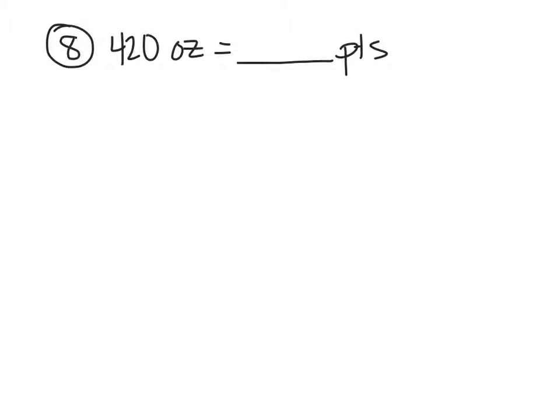Let's take a look at another example here. In this example, we have 420 ounces to pints. The first thing we've got to do is figure out how to go from ounces to pints. Again, if you reference that chart at the top of Tough Conversions, you will see that we can go from ounces to cups first. So our first conversion is going to be 1 cup equals 8 ounces. And I think on the sheet it might say fluid ounces, but that's the same thing.